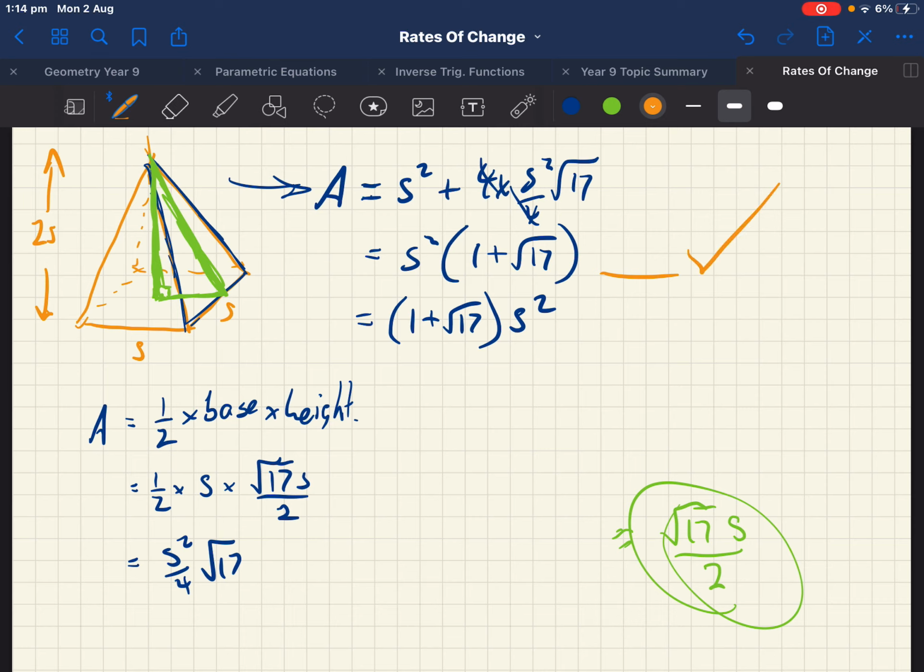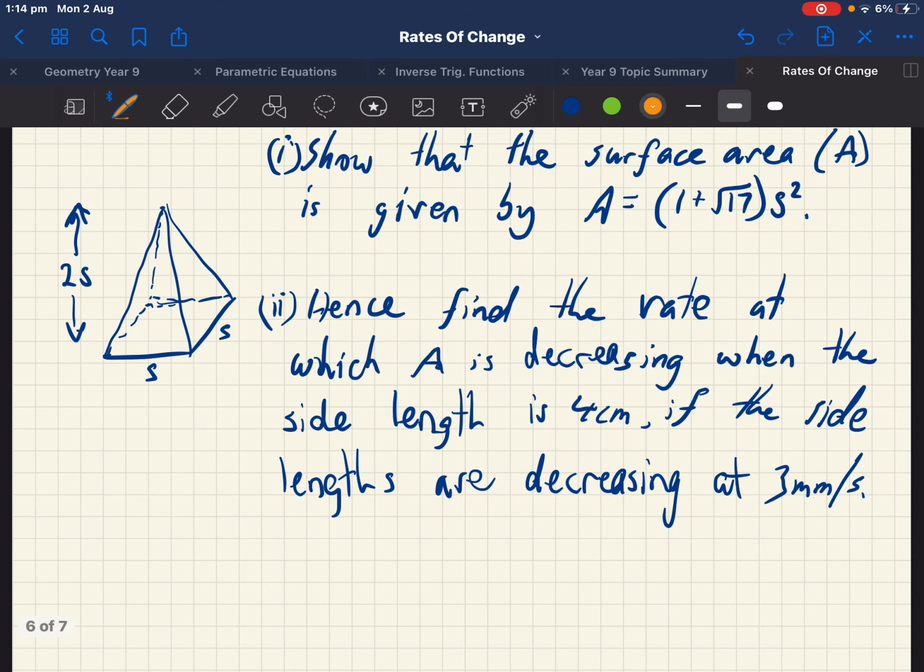Okay, so part 1 is done. We've found the surface area of this pyramid. Now onto the second part. Hence, we want to find the rate at which A is decreasing. So we're going to find how quickly this surface area is decreasing when the side length is at 4 centimeters, and the side lengths are decreasing at 3 millimeters per second. So I guess it's quite a slow decrease.